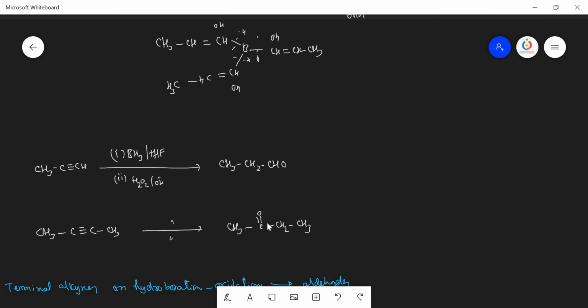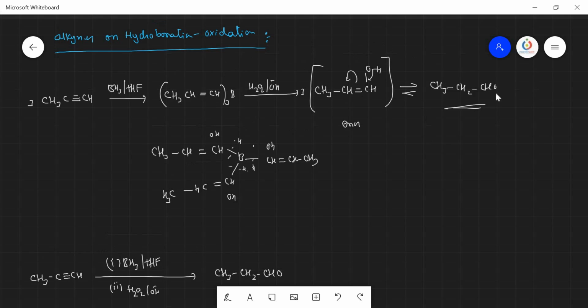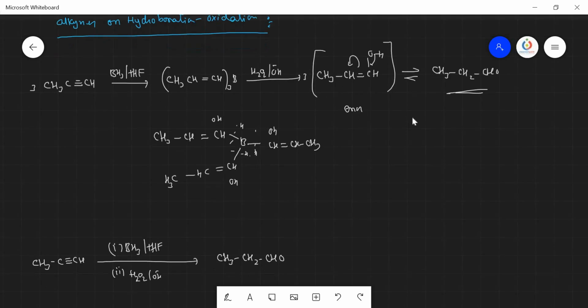But in the case of alkenes, hydroboration oxidation gives alcohols, and oxidation of those alcohols gives ketones or carbonyl compounds. But in the case of alkynes, separate oxidizing agents are not necessary. Why? Because in the case of alkynes, there is formation of the enol, which undergoes tautomerism and finally gives the respective carbonyl compound.